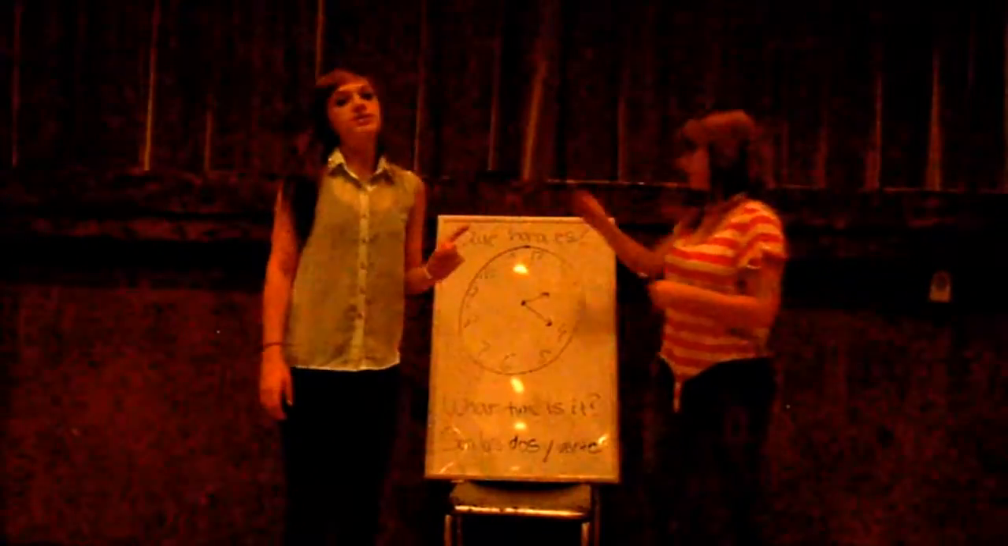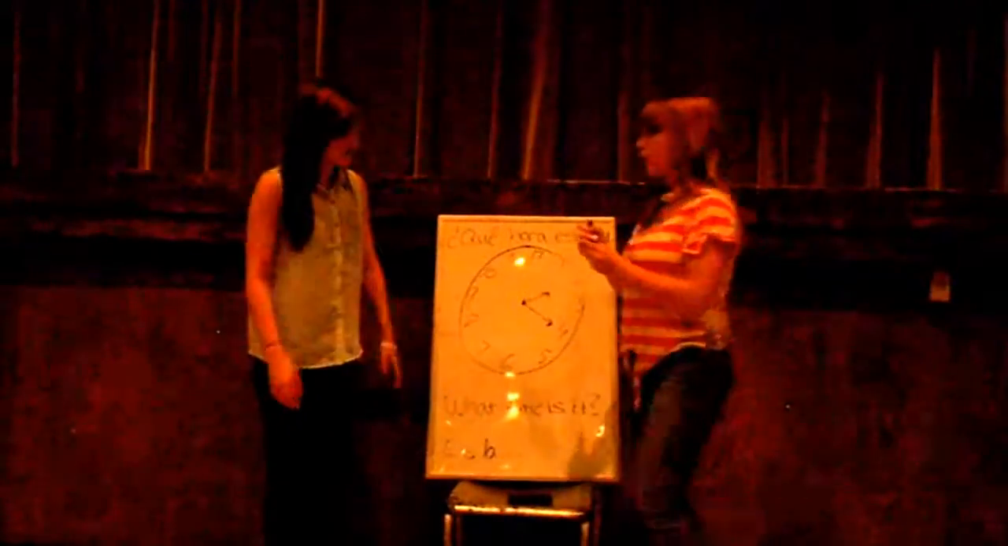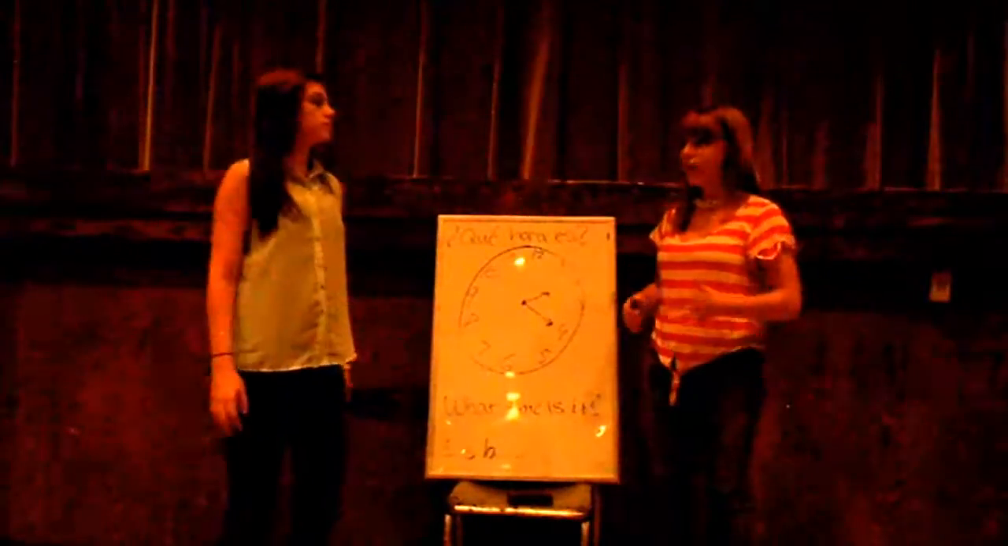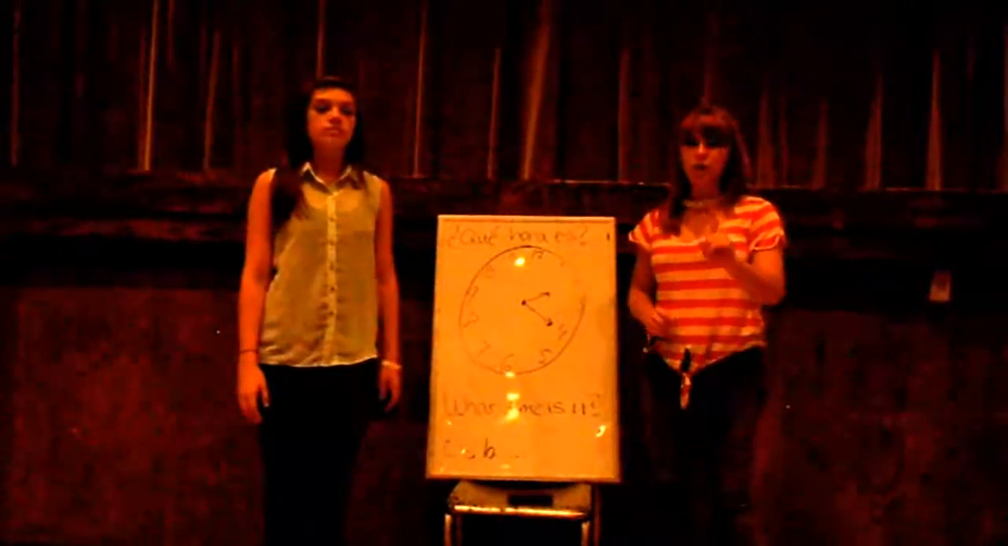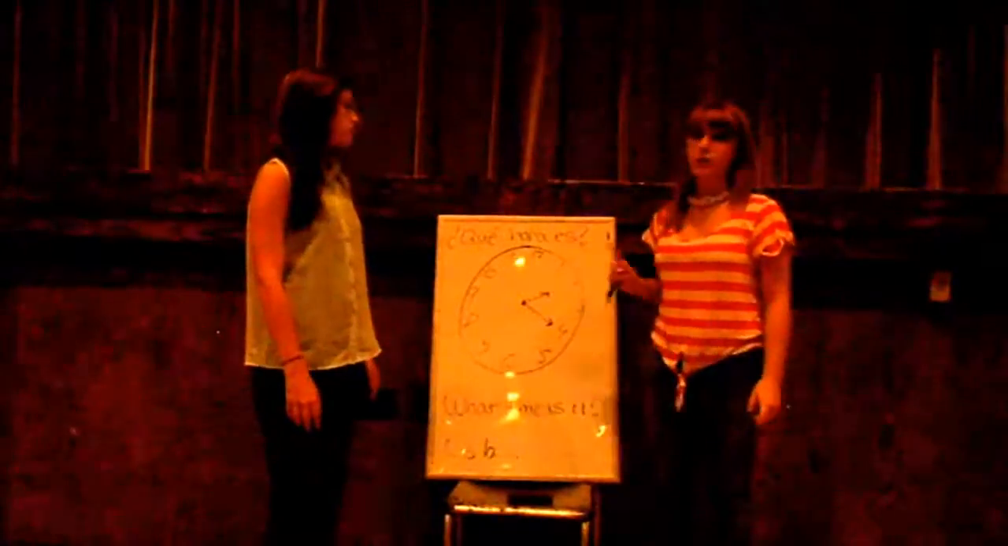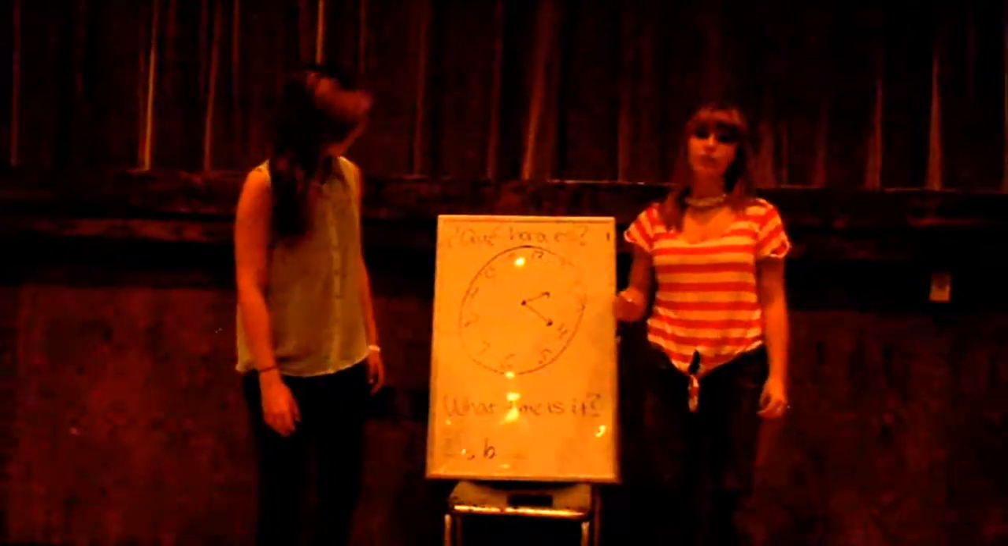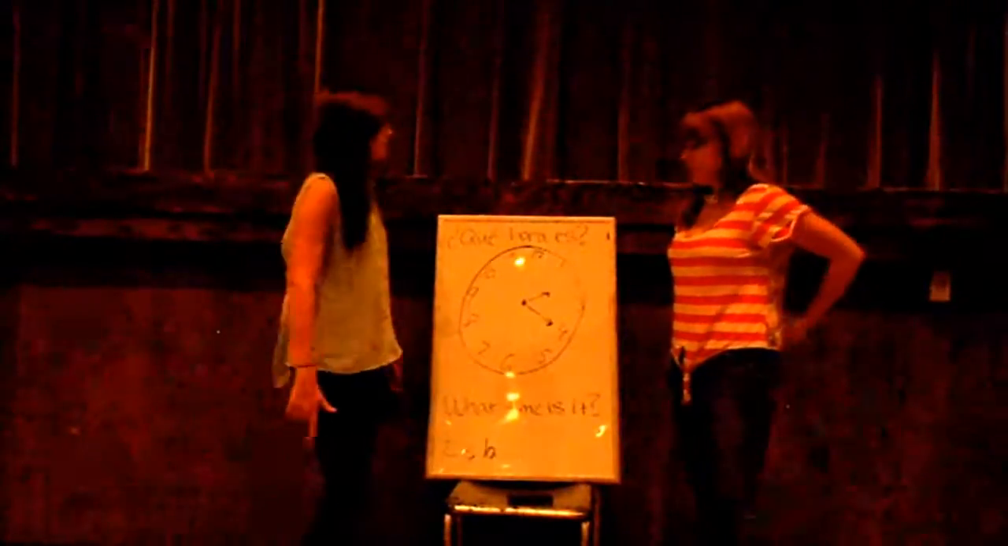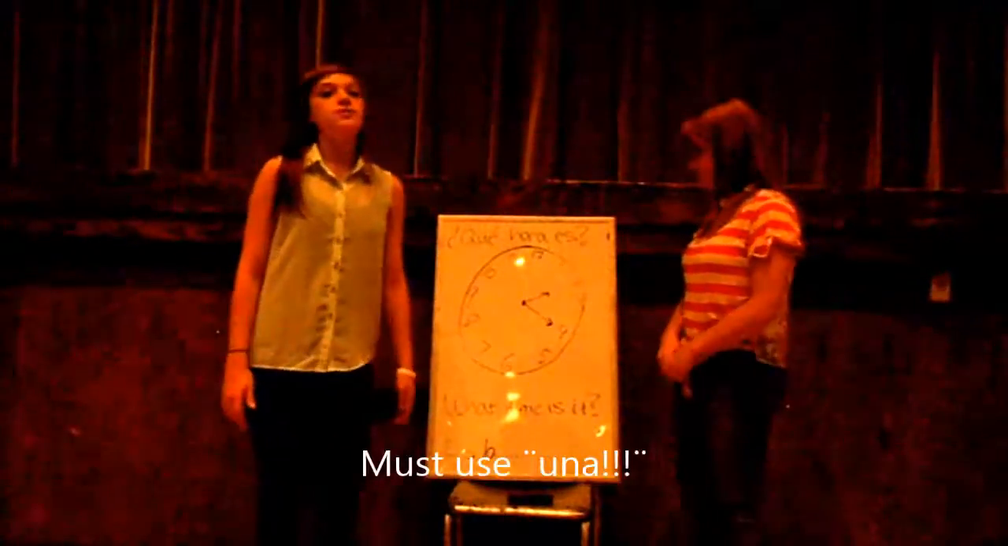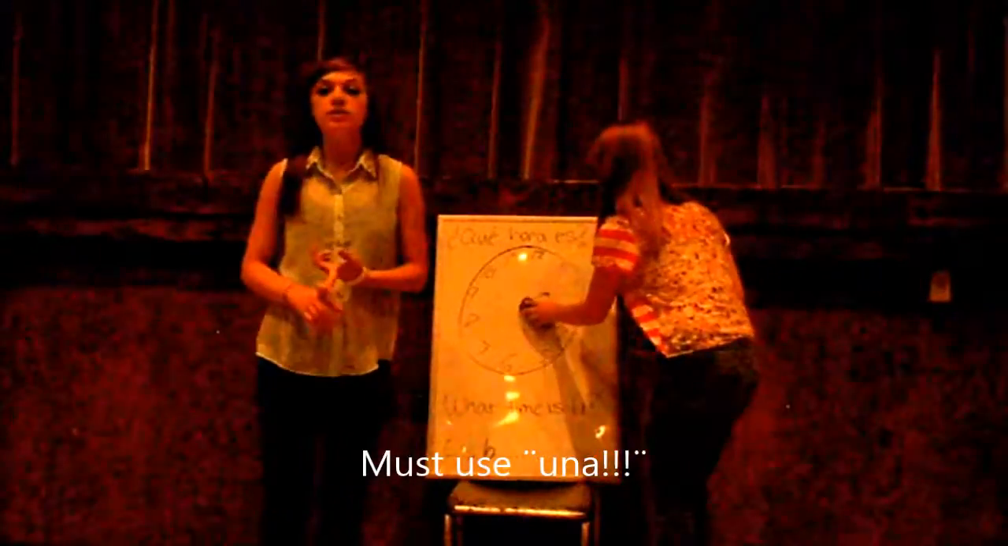If it's 1 o'clock, you say es la instead of son las. The reason that you say es la instead of son las is because 1 is singular. Every other number is plural, and es la is the singular verb. And also, when you say time, you don't say uno, but you say una.